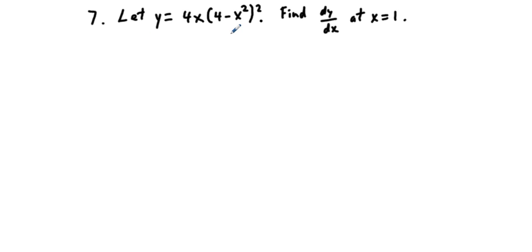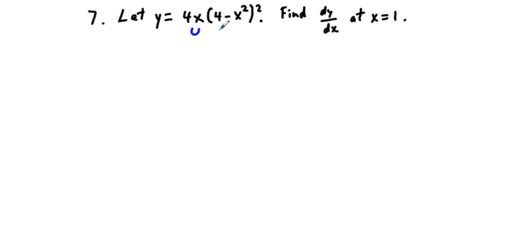Okay, 7. This is not exactly a problem from the test, but one quite a bit like the problem on the test. Let y equals 4x times (4 minus x squared) squared. Find dy/dx at x equals 1. So we're going to find the derivative, and we can just go ahead. This is going to be the product of two functions.